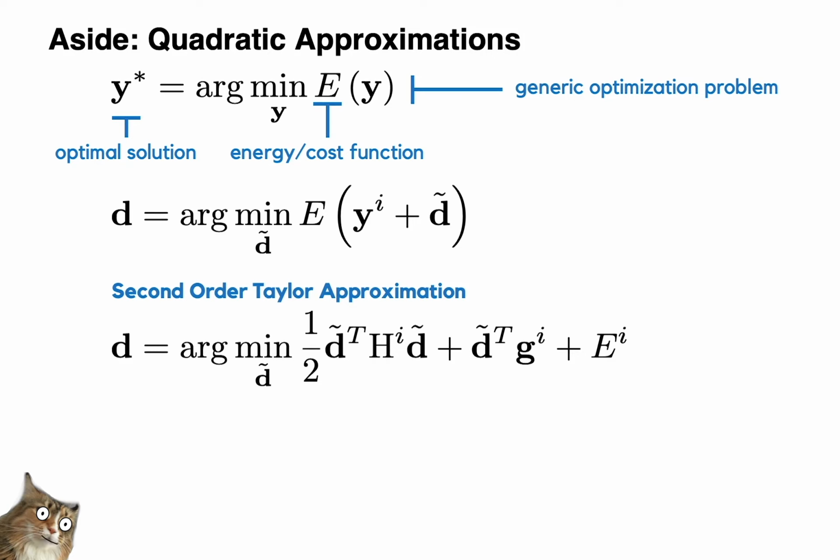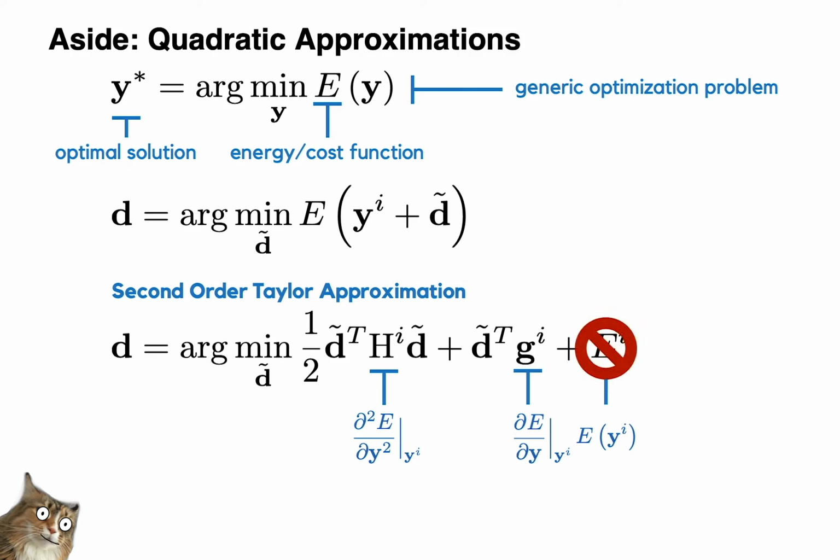In order to build this quadratic approximation, we need to compute the gradient of our function and the matrix of second derivatives, the so-called Hessian. You might think we also need our cost function value at yi. However, because this term doesn't depend on d tilde, we can safely exclude it.